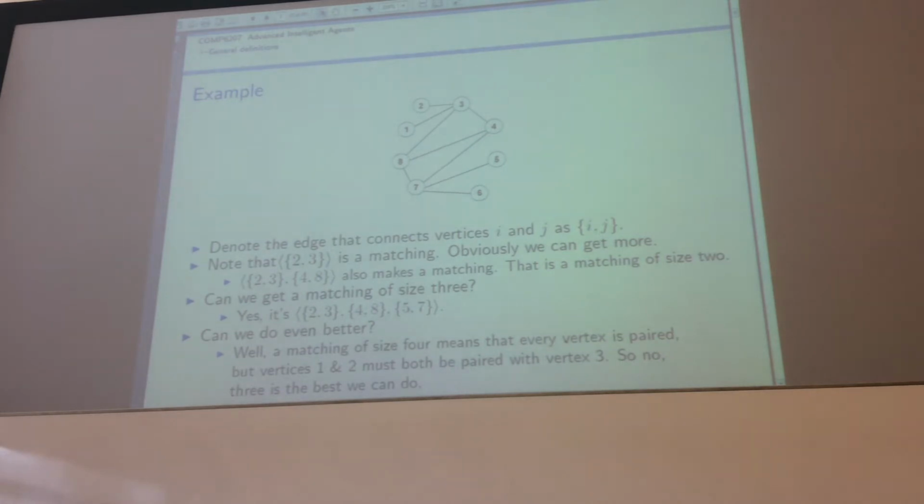No, why not? It's written over there, right? Well, we have 8 nodes. So if we have 4 edges in the matching, we have to cover all the nodes, right? So that no 2 edges share a node. But look that nodes 1 and 2 can both only be matched to 3. So either 1 gets matched or 2 gets matched. So we cannot match all of them, and that's why we cannot have 4 edges in the matching, right?